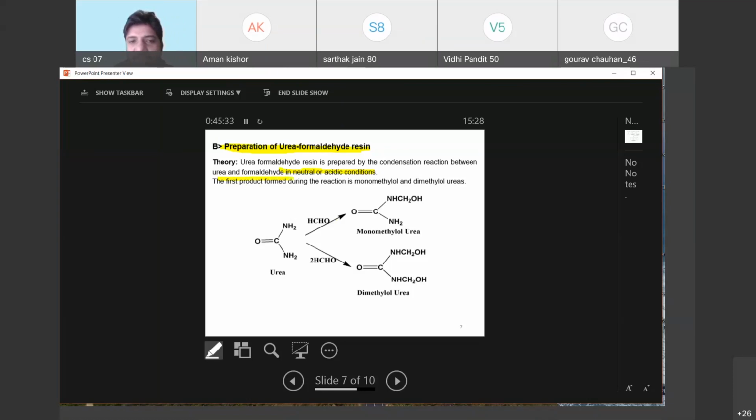So when you react urea with formaldehyde, you will have the formation of monomethylol and dimethylol urea. Okay, so this is urea, NH2 C double bond O NH2. And interestingly, urea is the first organic molecule synthesized in the laboratory. Urea was the first synthesized organic molecule in the laboratory.